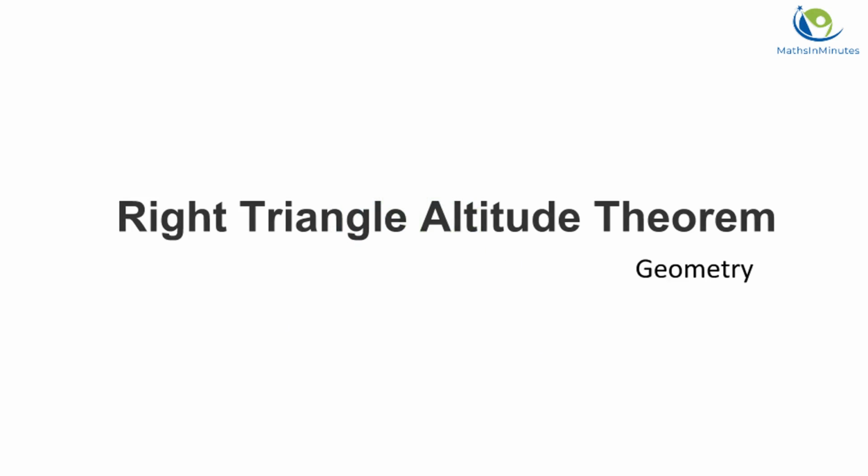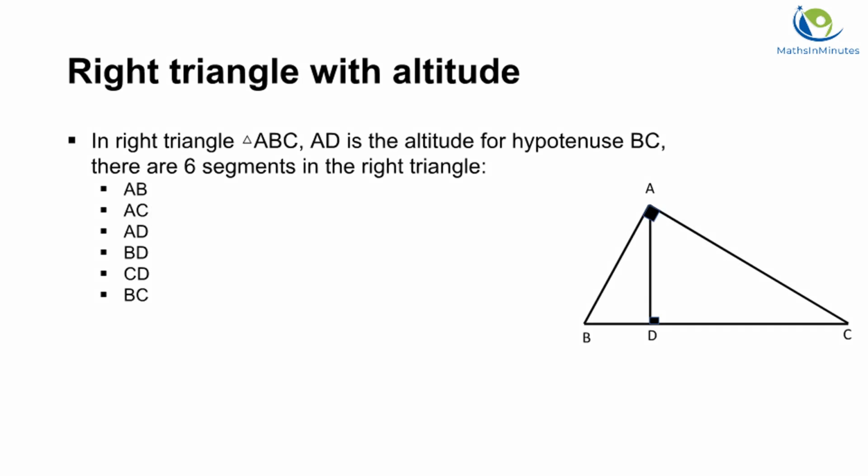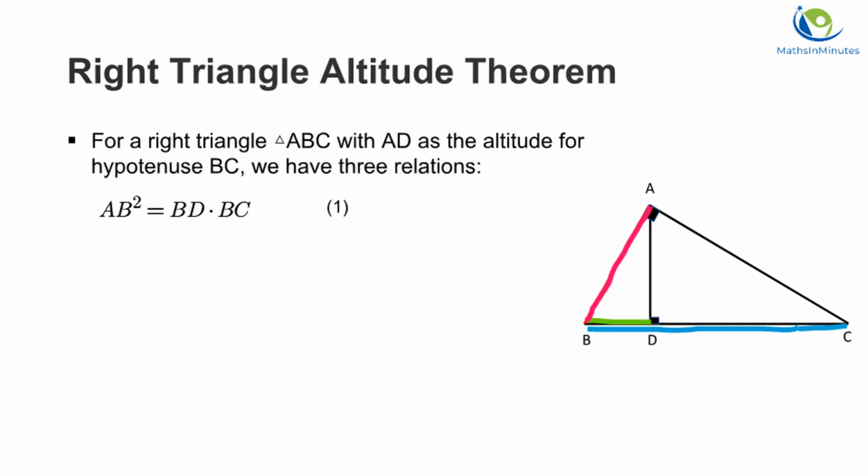Right Triangle Altitude Theorem in Geometry. In a right triangle ABC, with segment AD as the altitude for hypotenuse BC, there are 6 segments in this triangle, which are AB, AC, AD, BD, CD, and BC. Right Triangle Altitude Theorem relates the 6 segments in a right triangle with the altitude for the hypotenuse.